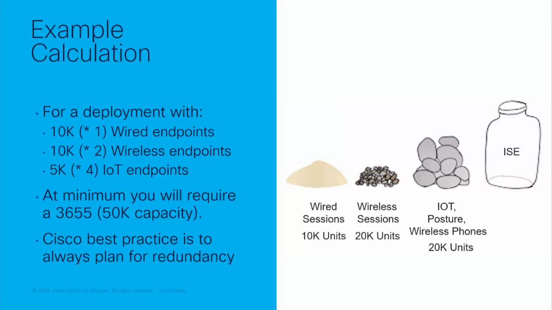But coming back to ISE, the ISE Cisco best practice is always to plan for redundancy. So now, if I need a 3655 for 50,000 units, I'm going to encourage my customer to have 2 3655s out there at minimum to be able to allow for the capacity of 50,000 spread across 2 in case of a total failure of 1 unit.